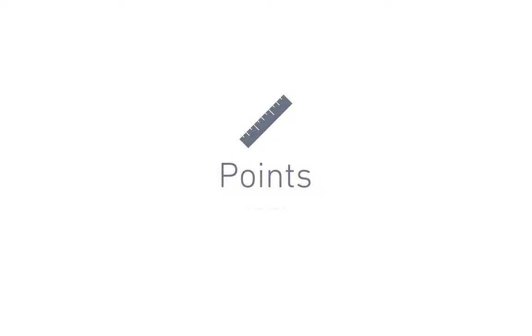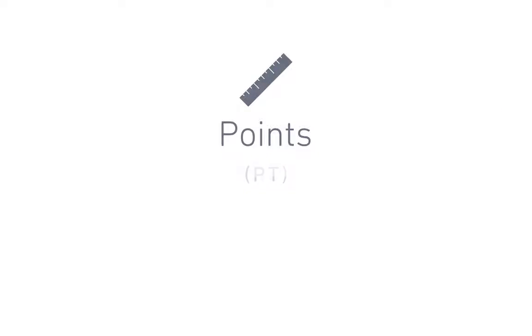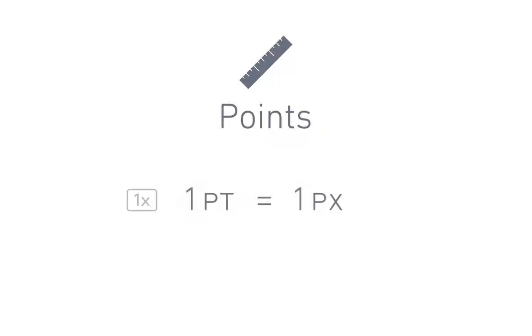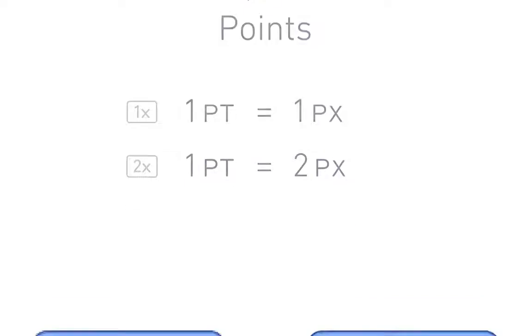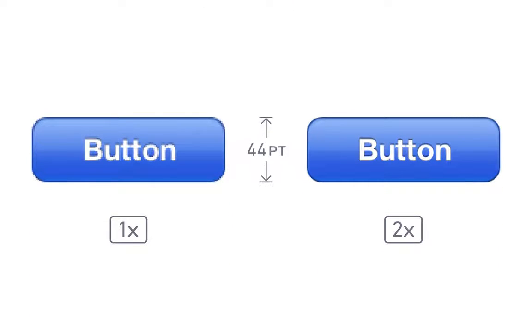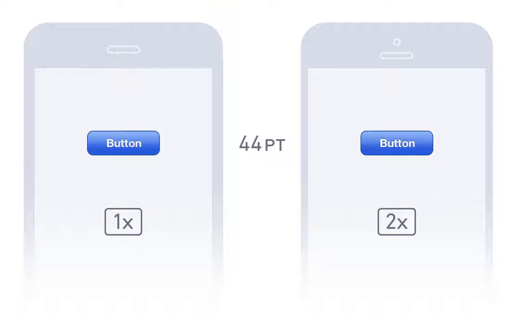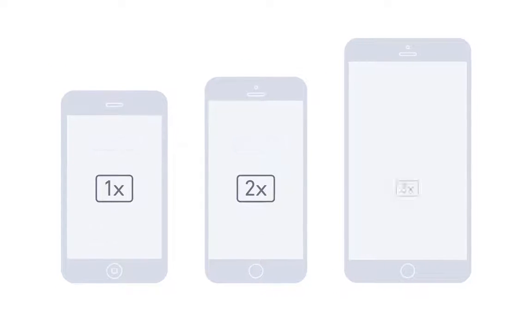The solution was points. 1 point equates to 1 pixel on a pre-Retina display, or 2 pixels on a 2x Retina display. Points allow designers to say, hey, this button should be 44 points tall, and then any device can just multiply that number by its own pixel density ratio, like 1x or 2x, or 3x in the case of new devices like Apple's plus-sized iPhone. But of course, this isn't just for Apple devices.